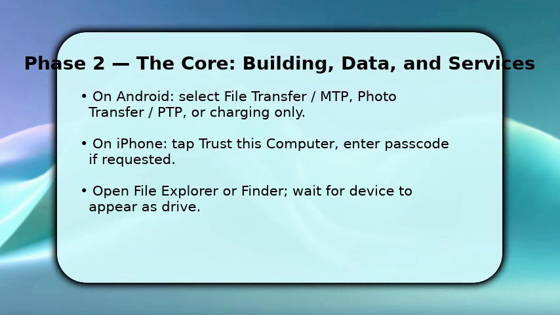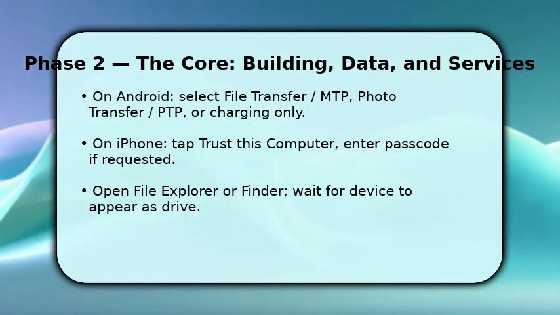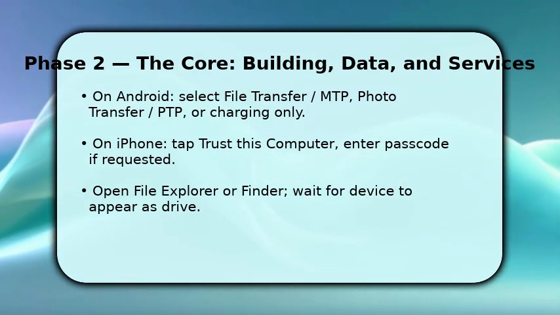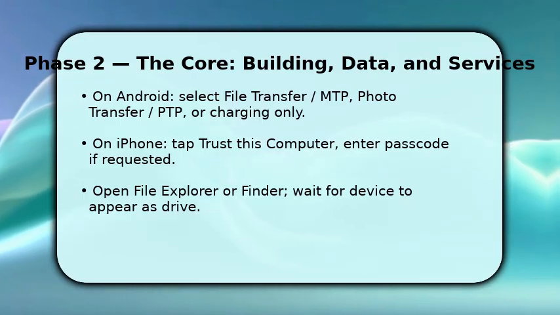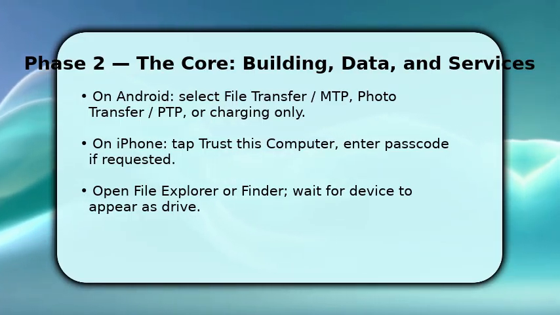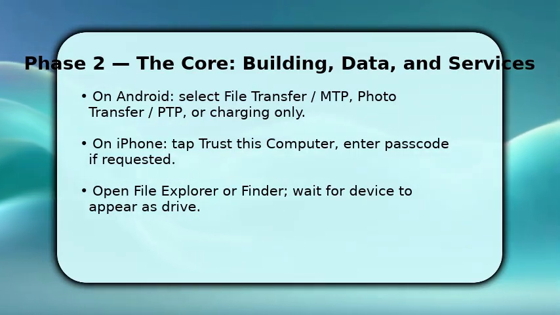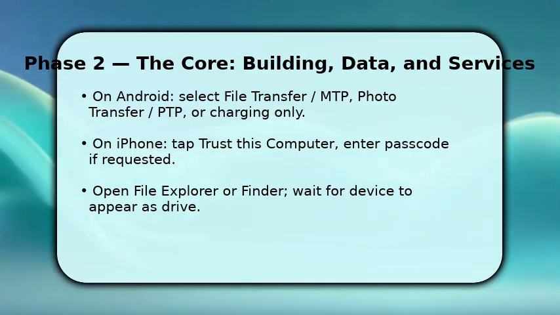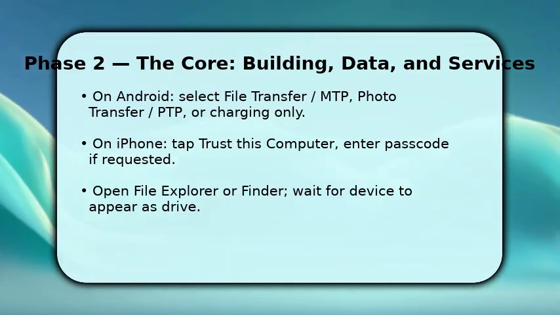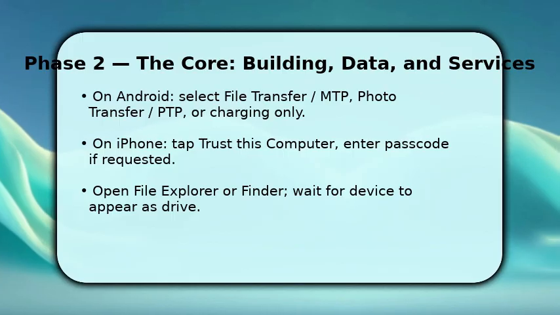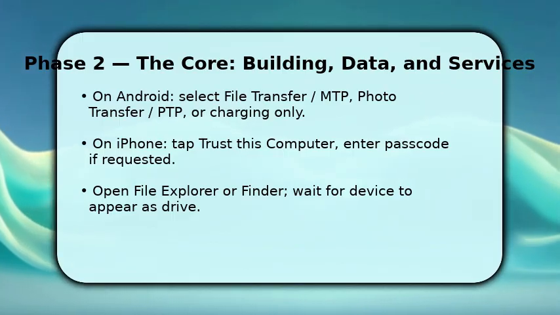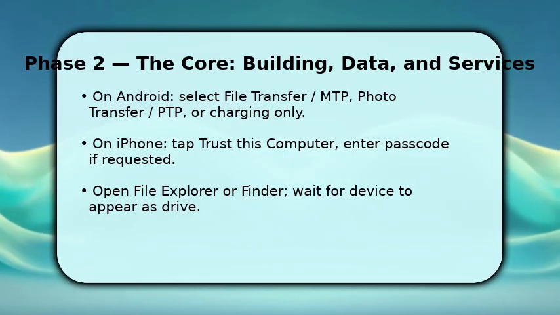Once the physical link is live, you must tell the phone what to do. On Android, pull down notifications and choose File Transfer, MTP, to access folders. On iPhone, tap Trust this computer and enter your passcode so Mac OS or Windows can read photos. Now open File Explorer or Finder and wait for the device icon to populate. This may take a few seconds while drivers load. Make sure you choose the correct folder, because moving system folders can break apps. Use copy and paste for safety.